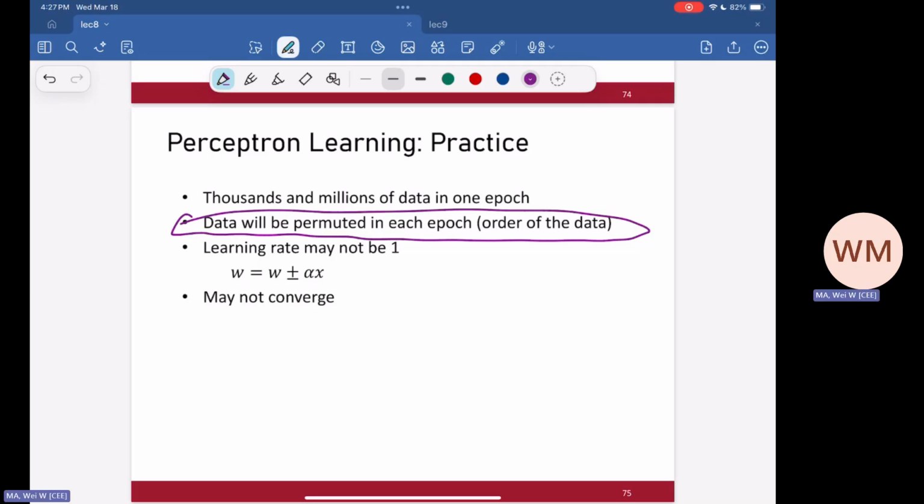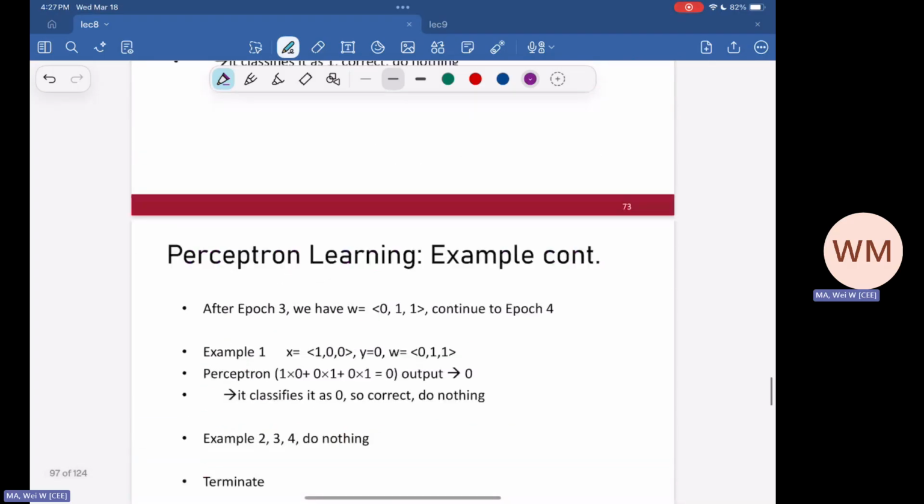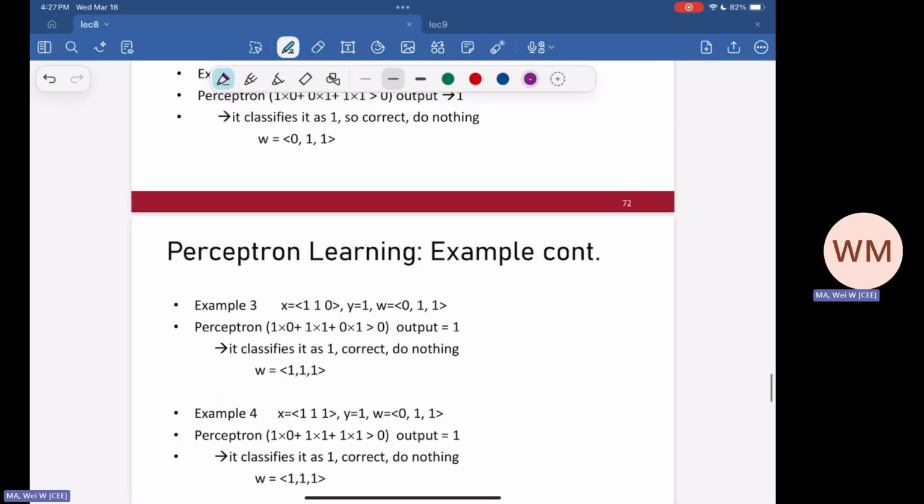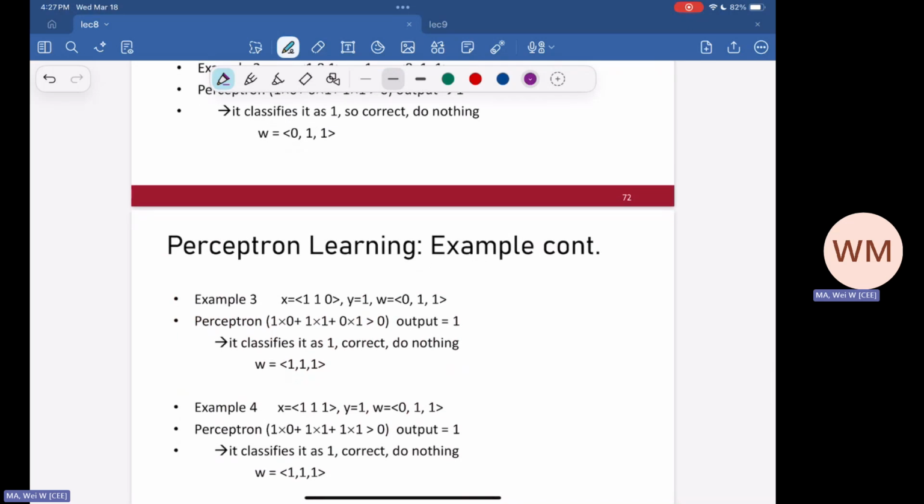Every epoch we should permute the data. This is to have a better convergence. In this example, you can see that I didn't permute the data. I keep using the order 1, 2, 3, 4. But this is actually not good in practice. In practice, we should permute the data.